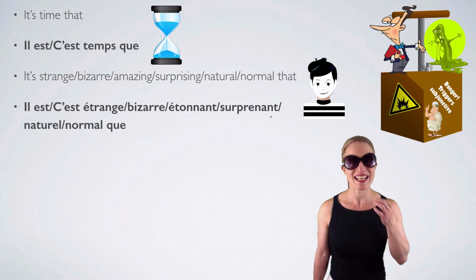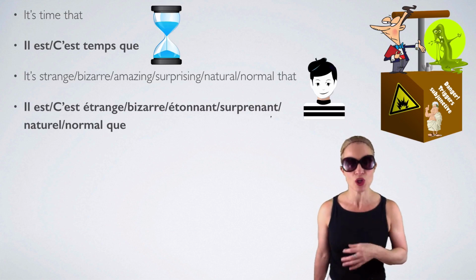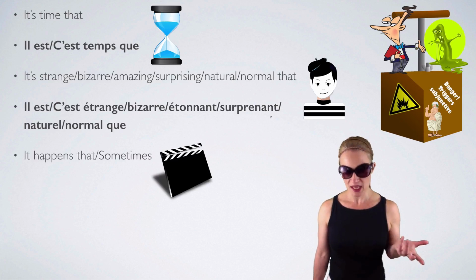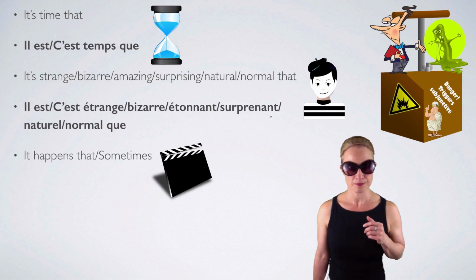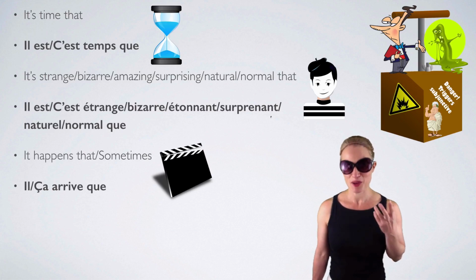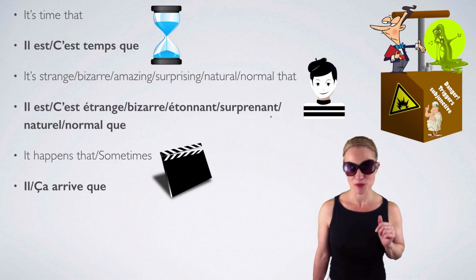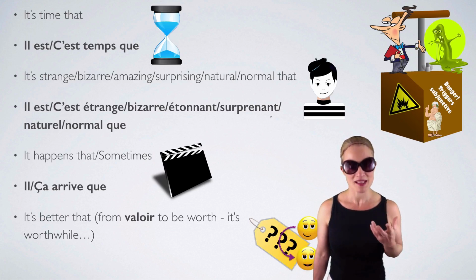Il est aussi étrange, bizarre, étonnant, surprenant, naturel, normal que. They all bring up the subjunctive. It happens that sometimes, that funny verb for to happen, il arrive que. There's no être here, so we don't use the c'est. Instead, we can here use ça in spoken French. Ça arrive que.